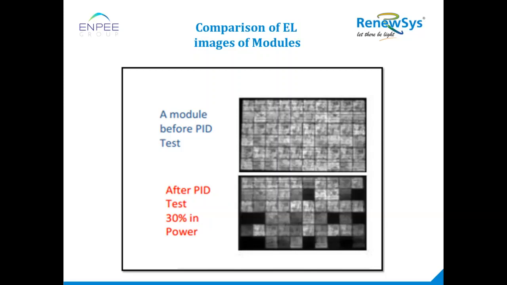Okay, thanks, Sandeep. In continuation, we have another question from Sean. What is the optimum system voltage to negate PID in solar modules? Is there an optimum system voltage that you would recommend?